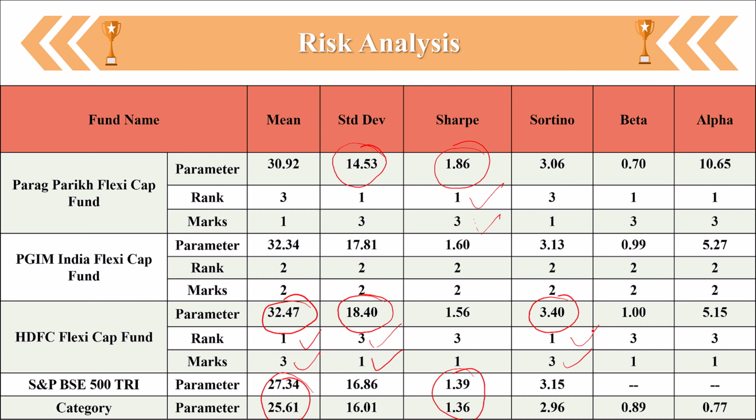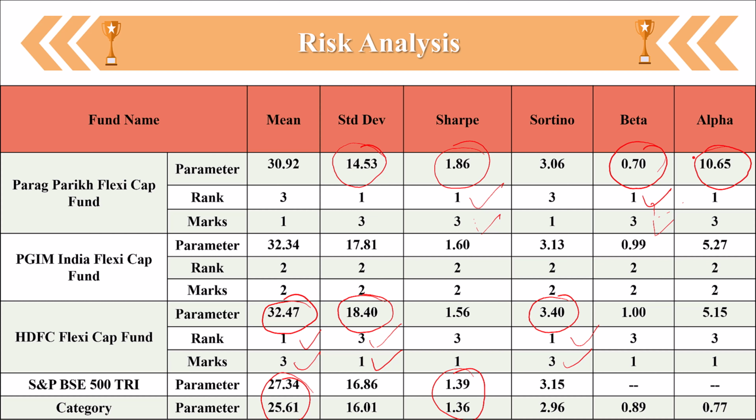Next is beta. Beta indicates volatility, so the beta should be on the lower side. Here you can see that the lowest beta is in the Parag Parikh Flexi Cap Mutual Fund. That's why they have been ranked 1, marks 3 allocated. Next is alpha. Alpha indicates risk adjusted return, that means return generated as compared to their index. So this should be on the higher side. Here you can see that the Parag Parikh Flexi Cap Mutual Fund has the highest alpha of 10.65. That's why they have been ranked 1 and marks 3 allocated.